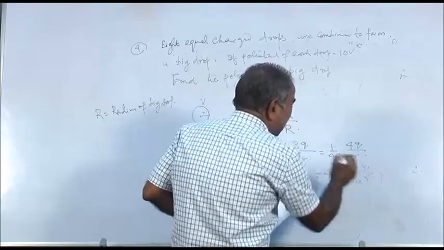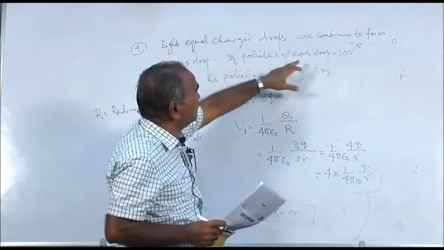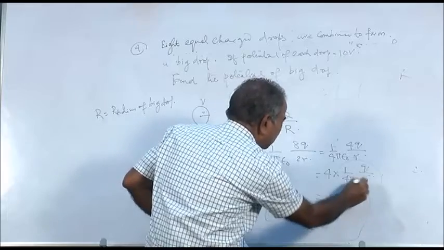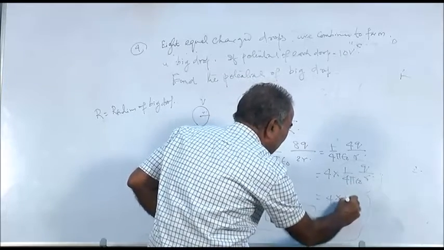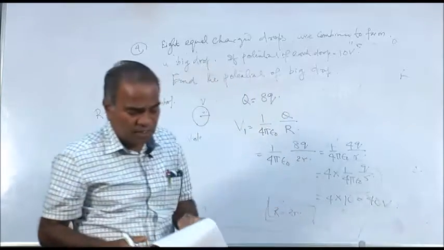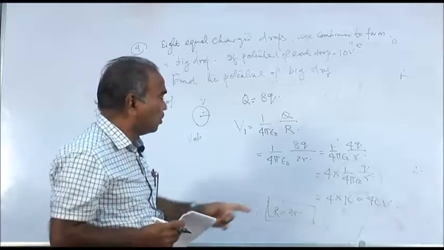And this is the potential of a single drop, and the given potential of each drop is equal to 10 volts. So this is 4 times 10, that is 40 volts. So the big drop acquires a potential equal to 40 volts.